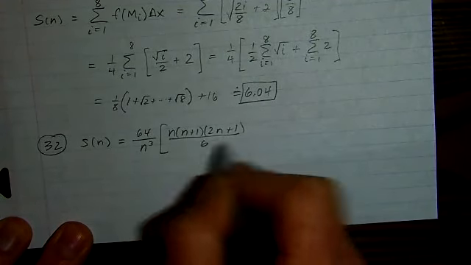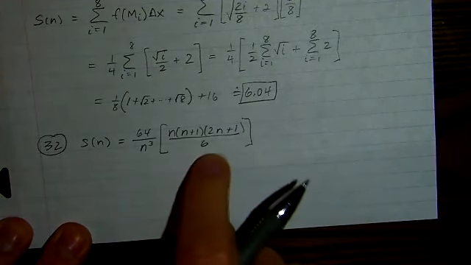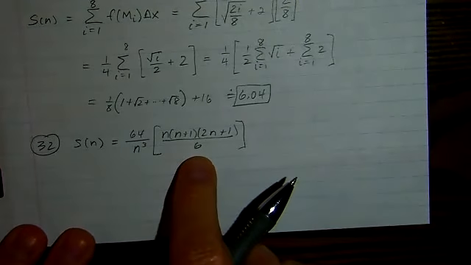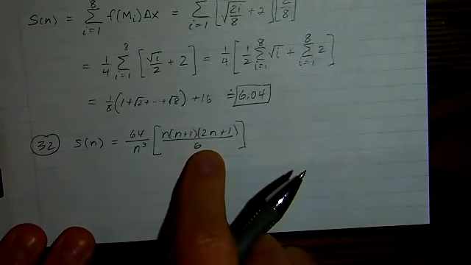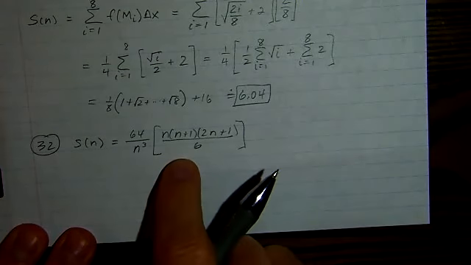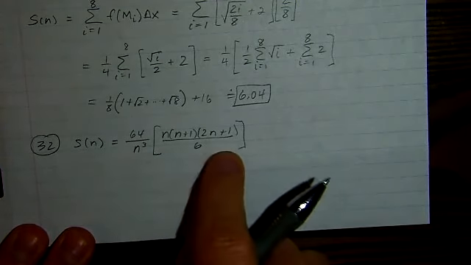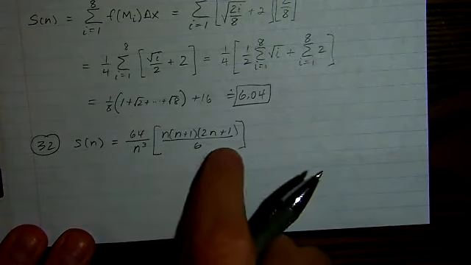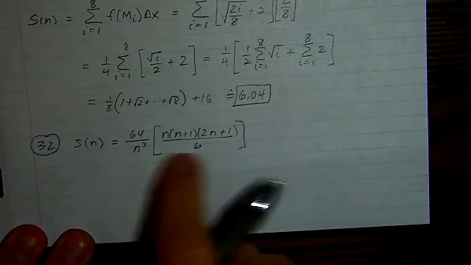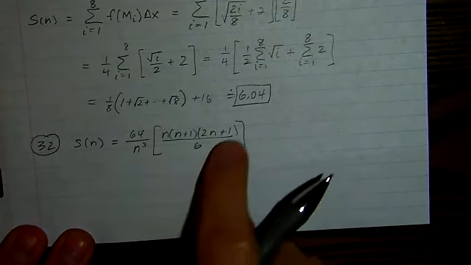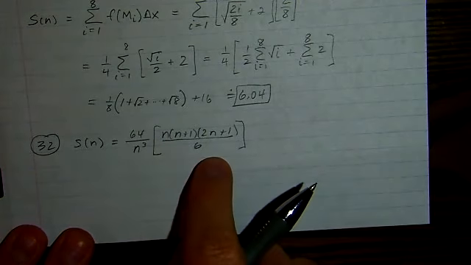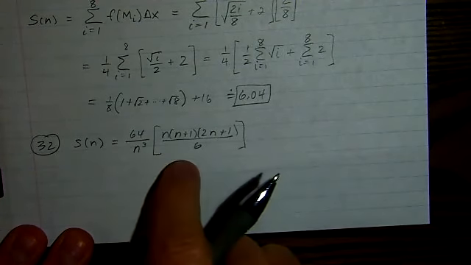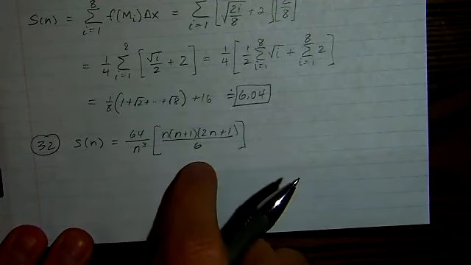And this part in the brackets should look familiar. If you go back to your sums, this is just the sum of i squared from i equals 1 to n. But what we're looking at here is what happens to this as n goes to infinity. So think about n as my number of rectangles. This is the situation where somehow this represents the area of a single rectangle. What happens as n goes to infinity? What happens to the value of this thing?